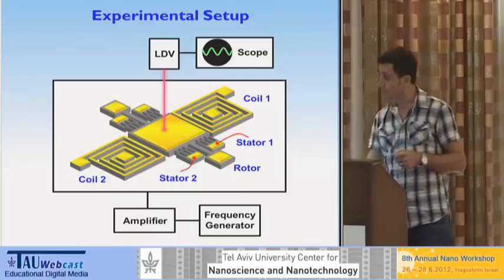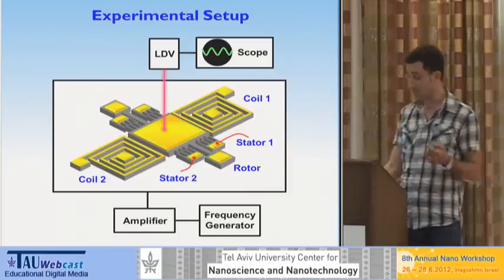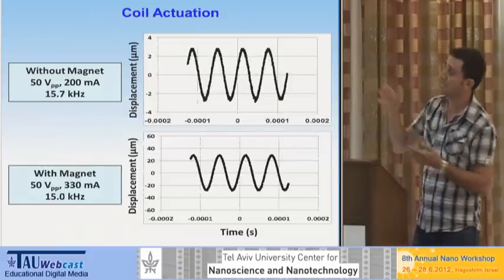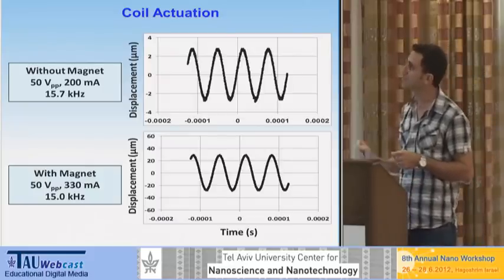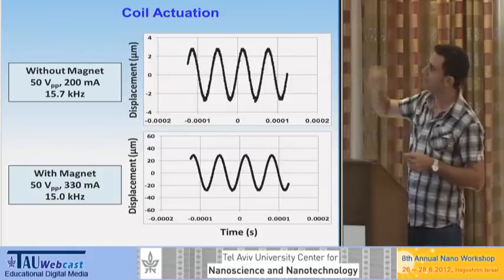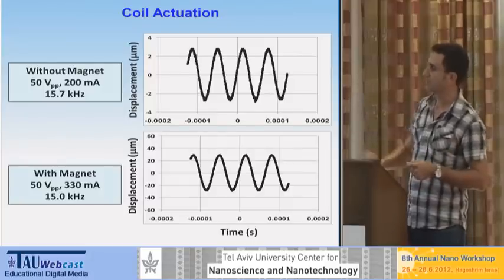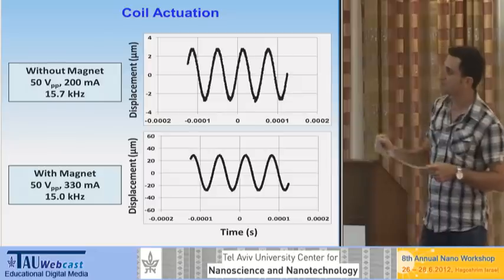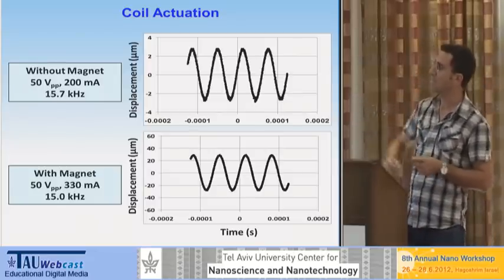So, when we actuate them by the coils, we see a significant difference in our actuation. When we actuate the devices without magnetic material, we see very small actuation of about 3 microns. When we actuate them with our magnetic material, we see a very large actuation with about 30 microns. And these are similar devices. However, the difference is very small in terms of actuating voltage.